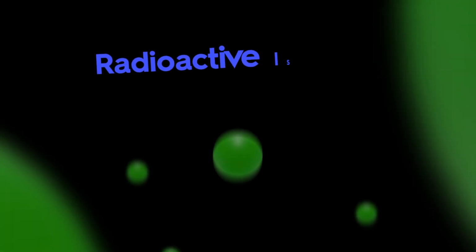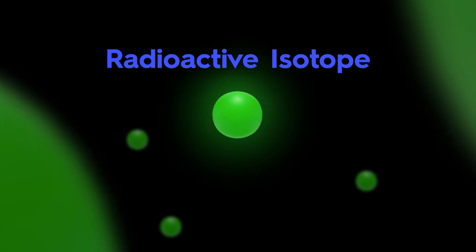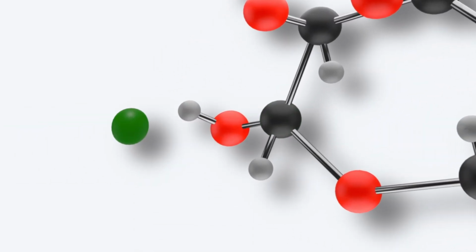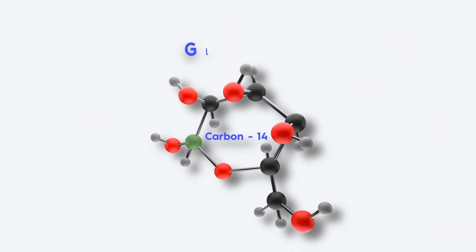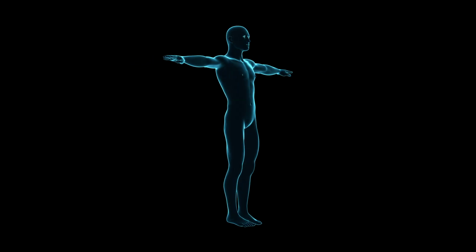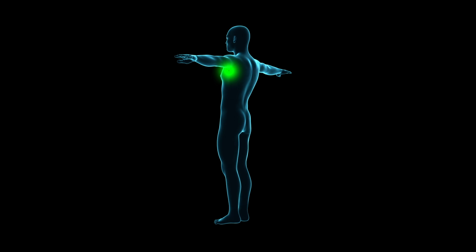To start, a radioactive isotope is a version of an element with an unstable nucleus. Because it emits radiation, it can be used as a tiny tracer inside a molecule. To create one, scientists replace a regular atom with a radioactive one, like swapping in carbon-14 on a glucose molecule. The labeled molecule behaves just like the original, but now it gives off a signal scientists can detect.